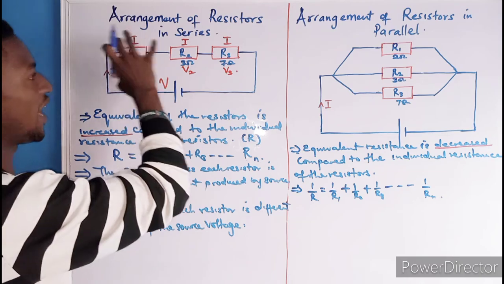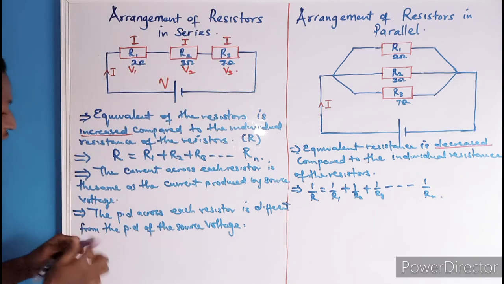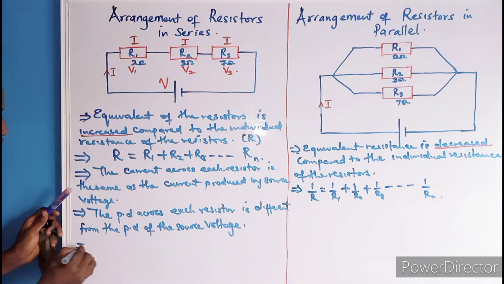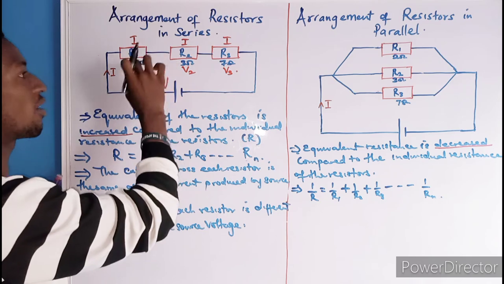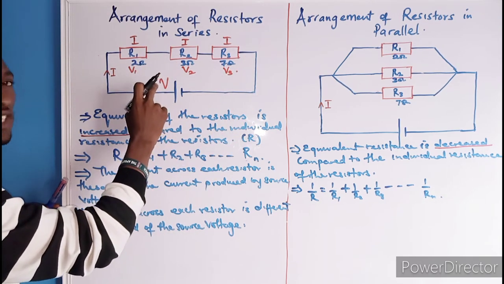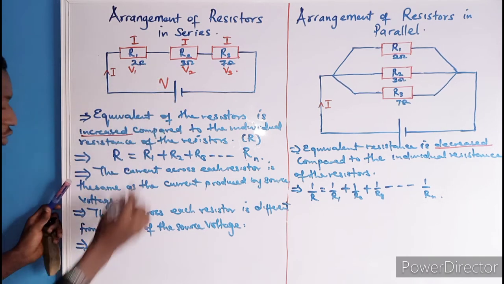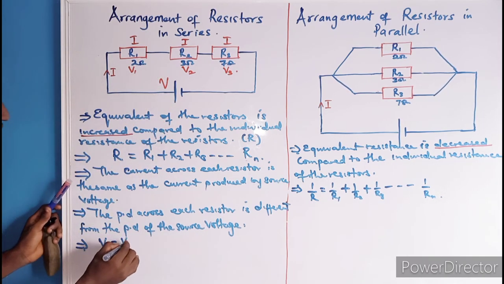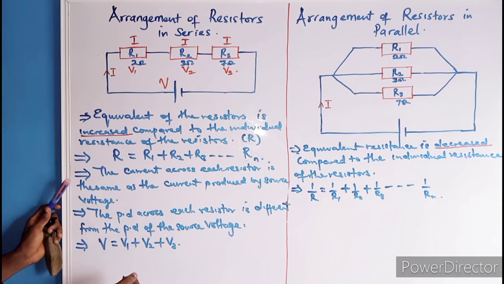Now, this is about the arrangement of resistors in series. However, when you look at it carefully, you realize that by the time you sum together the potential difference across each resistor, you will get the potential difference of the source voltage. So we say our V, the potential difference of the source voltage, is equal to the potential difference across the first resistor, plus across the second resistor, plus across the third resistor.